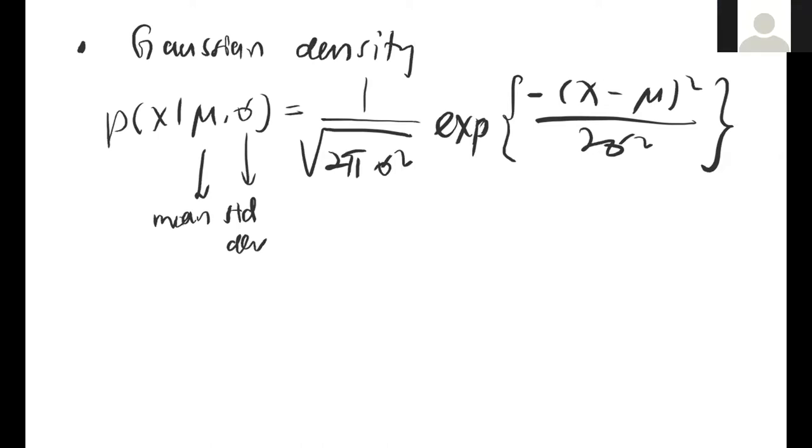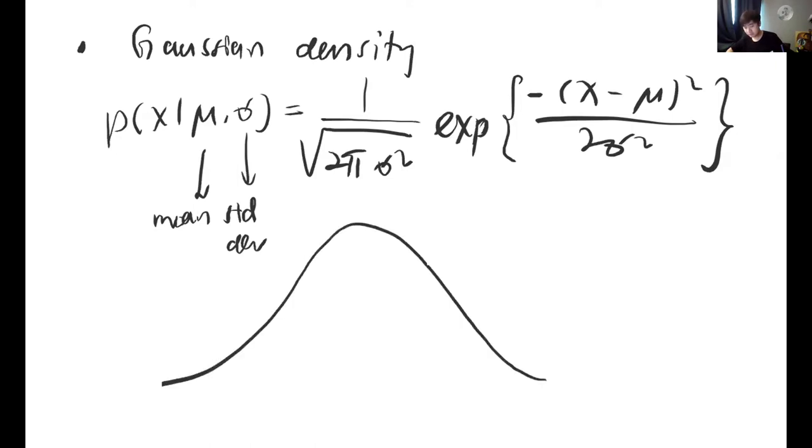The question is, are Gaussian and normal the same? Yes, they are the same thing. They are pretty much interchangeable. Gaussian and normal, yes.